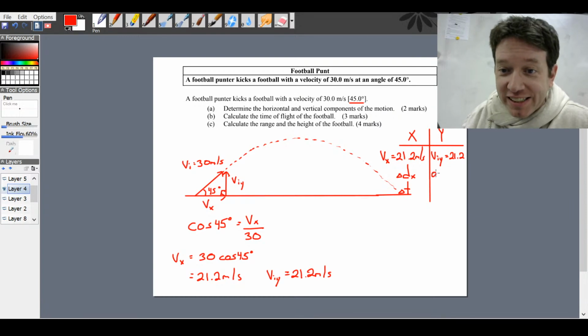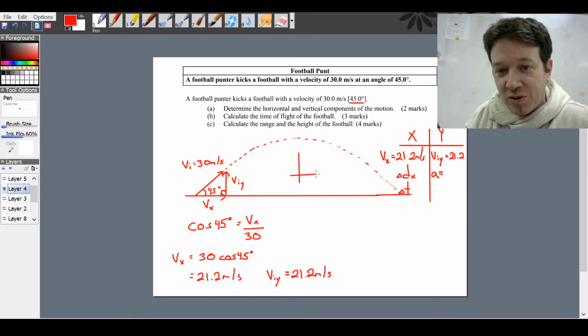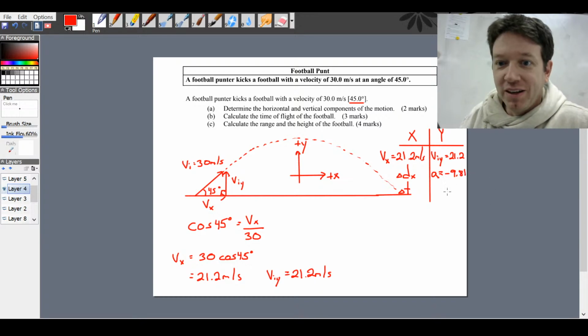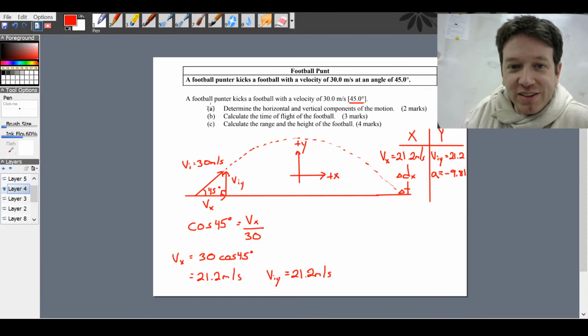We know acceleration. And acceleration I'm going to make negative because I'm going to use the typical coordinate system of positive x and positive y. So acceleration will be negative 9.81, again meters per second squared. I've just run out of room, and I'm going to leave it there. Let's go on now and try to solve for part A.